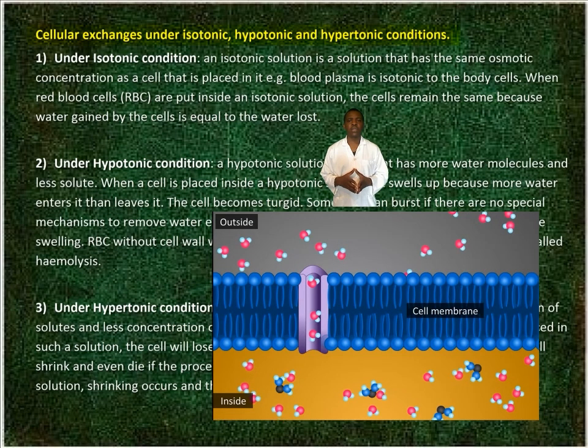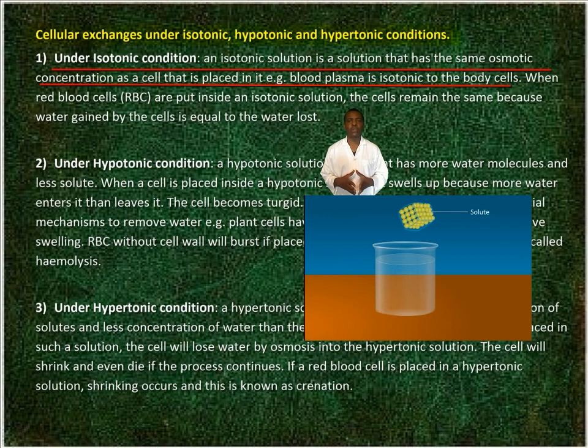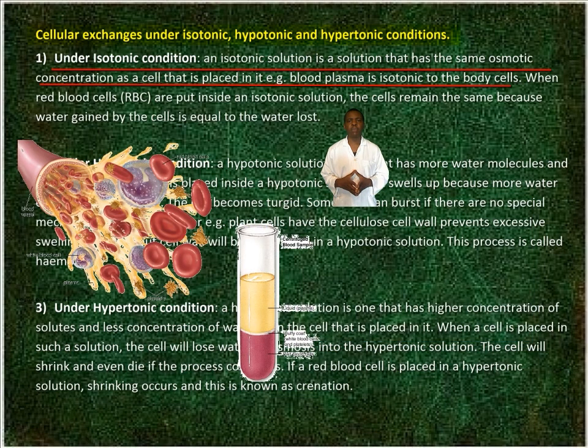Cellular exchanges under isotonic, hypotonic, and hypertonic conditions. 1. Under isotonic condition. An isotonic solution is a solution that has the same osmotic concentration as the cell that is placed in it. Example: blood plasma is isotonic to the body cells.